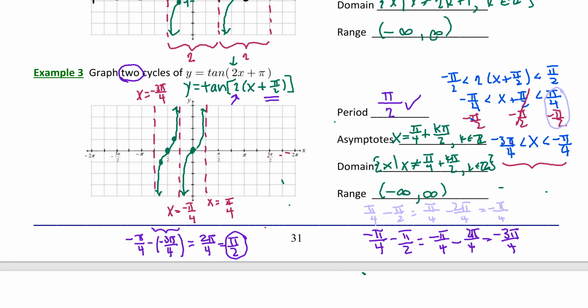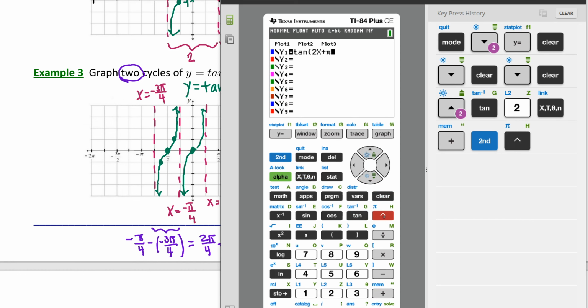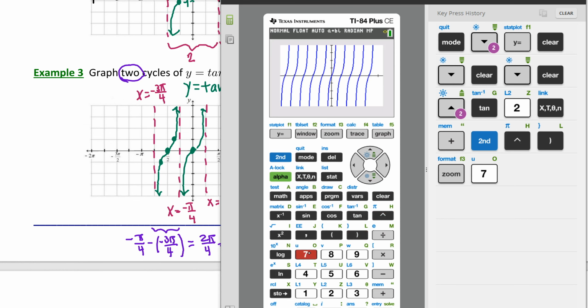I'm going to clear out what I have here. I'm going to type in my new function, tangent of 2x plus pi. Now, I'm going to do the zoom trig, to see a picture of the graph. Now, the calculator yields more than 2 fundamental cycles. Also recall that in zoom trig mode, the unit on the x-axis is pi over 2. So I can see by observing on the x-axis that tangent crosses at multiples of pi over 2, and we can see that's what happened on our graph by hand.